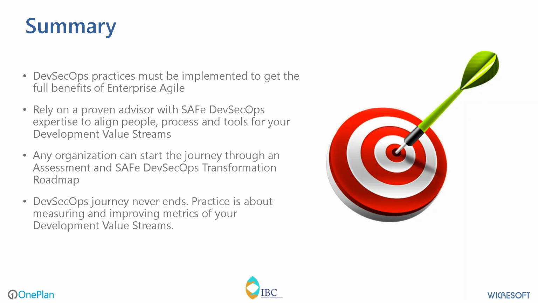Now with a greater focus on security, there's even more automation techniques that can be used to include security within your development value stream. And finally, the journey never ends. The practice is really about setting up that framework so you can measure all the metrics from DevSecOps and then have a plan for improving them as you move forward in your journey. So it's an interesting practice because there's always an improvement that can be done in order to get faster value to the end customer.